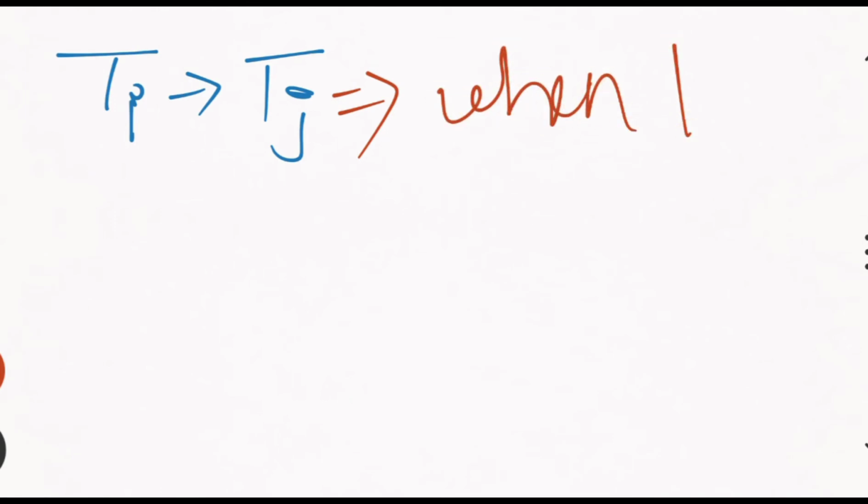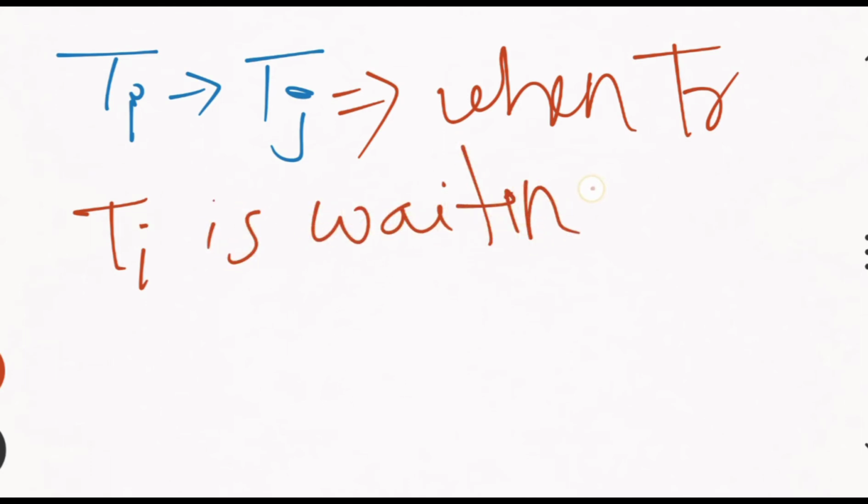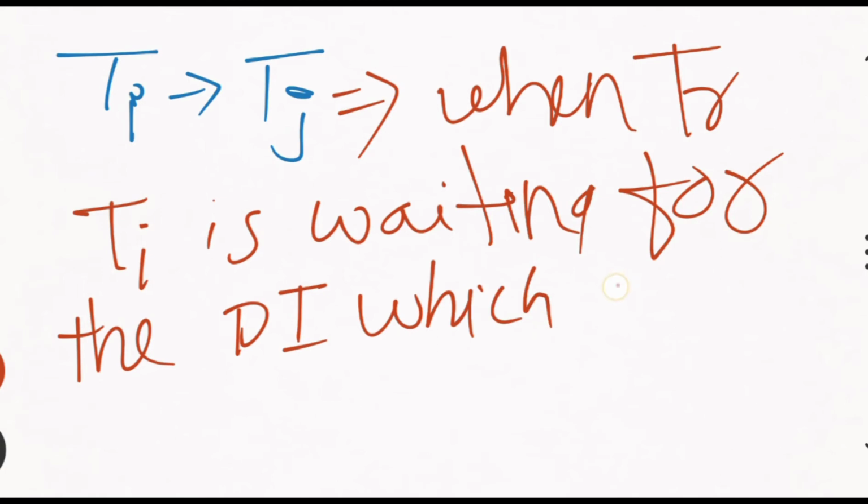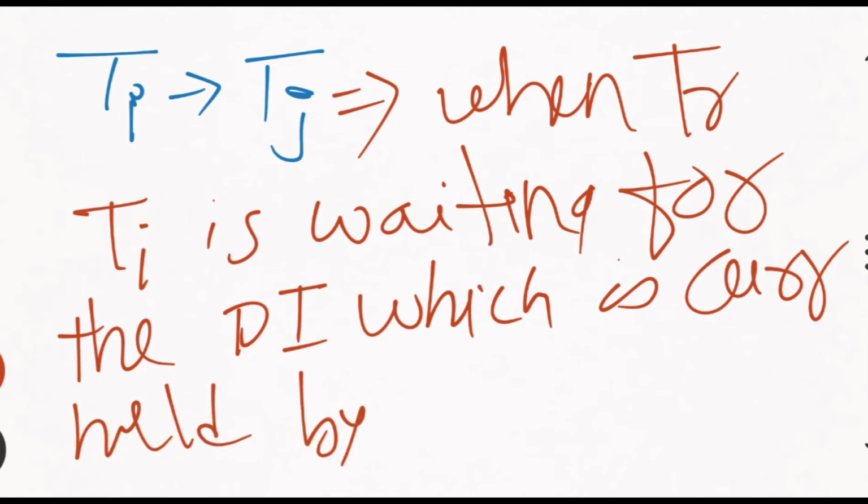There will be an edge from transaction Ti to transaction Tj when this transaction Ti is waiting for the data item which is currently held by transaction Tj.